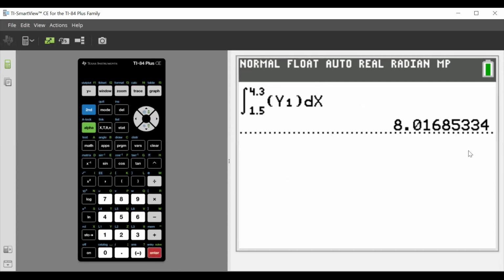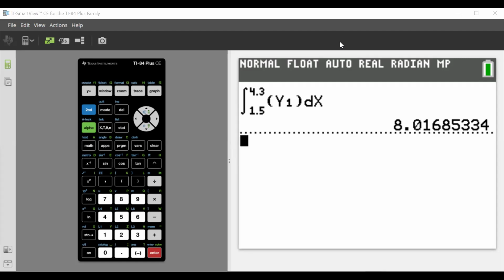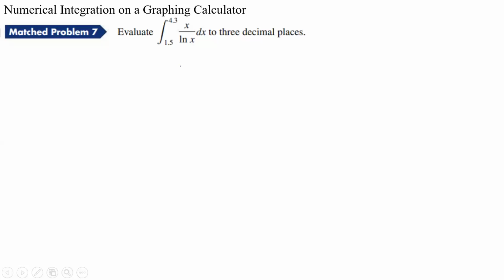And then we just hit enter, and we get our value, 8.017 to 3 decimal places. And so that's all we have. So that's going to be equal to 8.017.